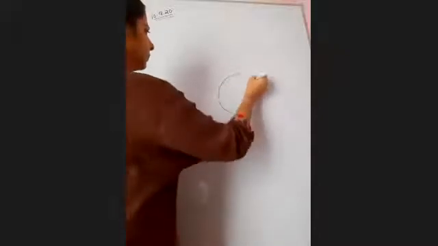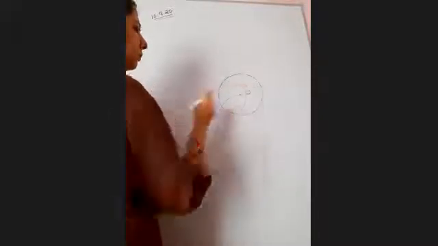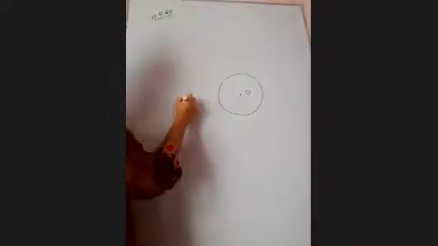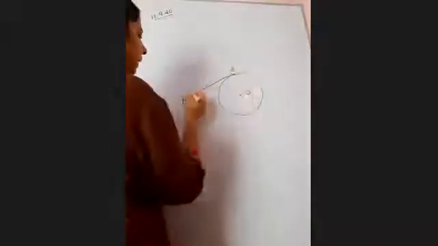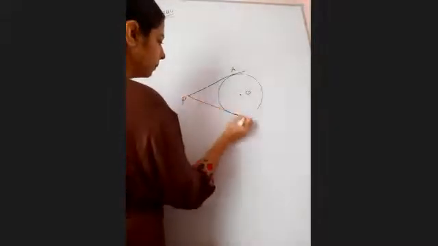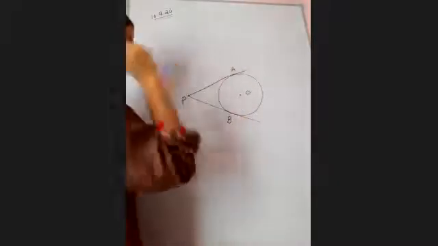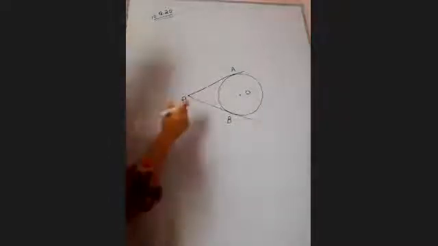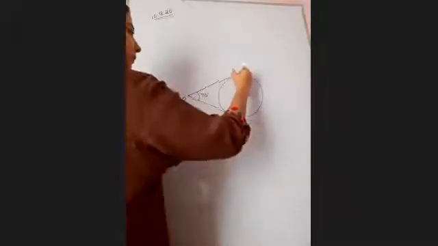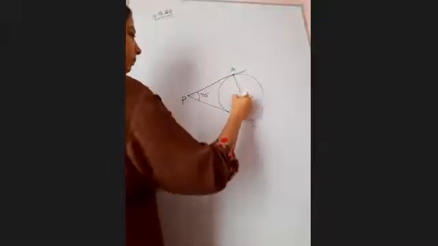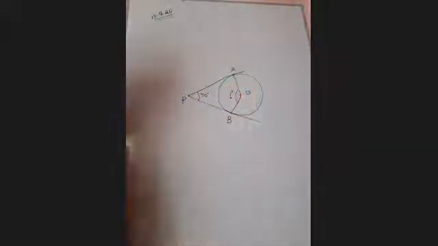Let's say we have a circle with center O, external point P. From this point P, two tangents are drawn. Let it be PA and PB, right? Such that, let's say this angle is 70 degree. We have to find angle AOB, right? How are we going to do this?